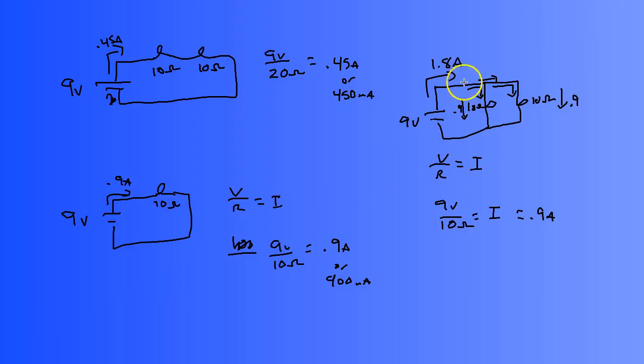But we're still getting the same current through each bulb. And that's kind of the basics of a parallel circuit there, okay?